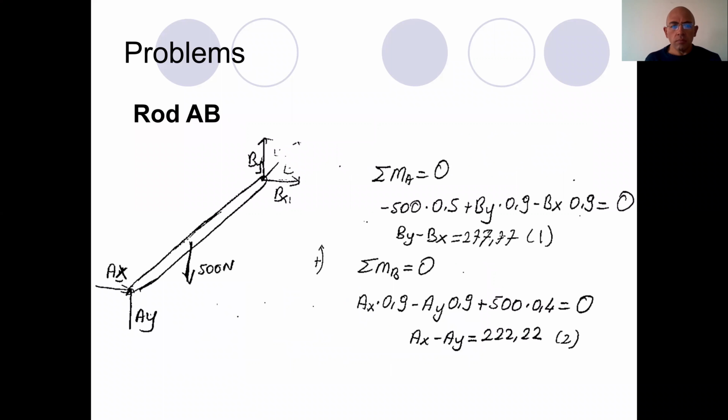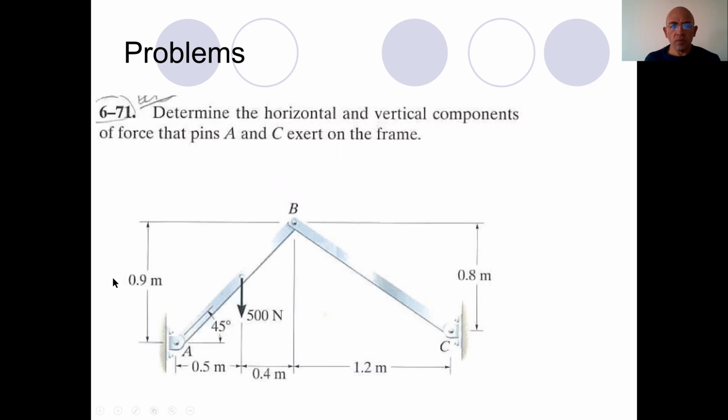Okay, so our problem is 671. Determine the horizontal and vertical components of force that pins A and C exert on the frame. Now we have a frame structure, as you see. It is pinned at A and C.